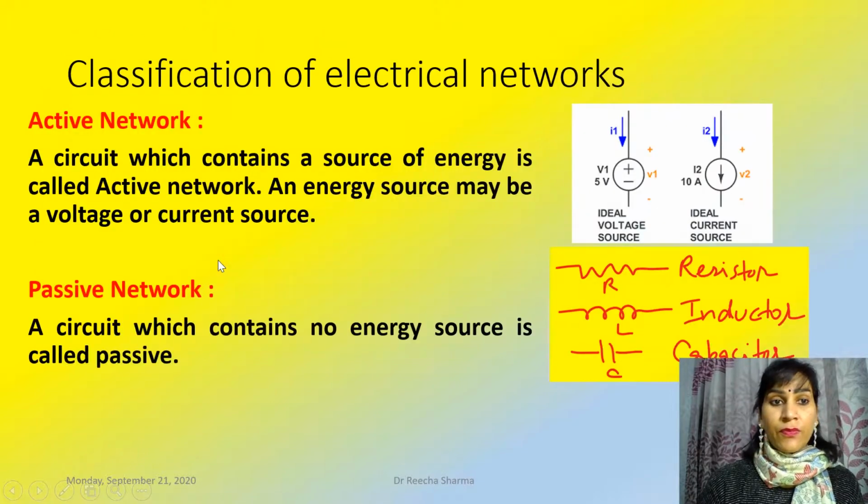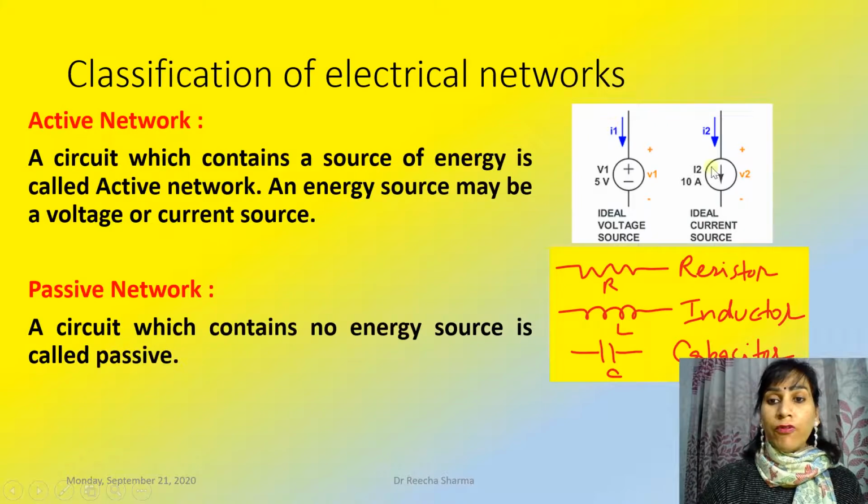Next, classification of electrical networks. How are electrical networks classified? First of all, we have active networks and passive networks. Based on the energy source, they are considered as active or passive networks. An active network is a circuit which contains a source of energy. An energy source may be a voltage or current source.